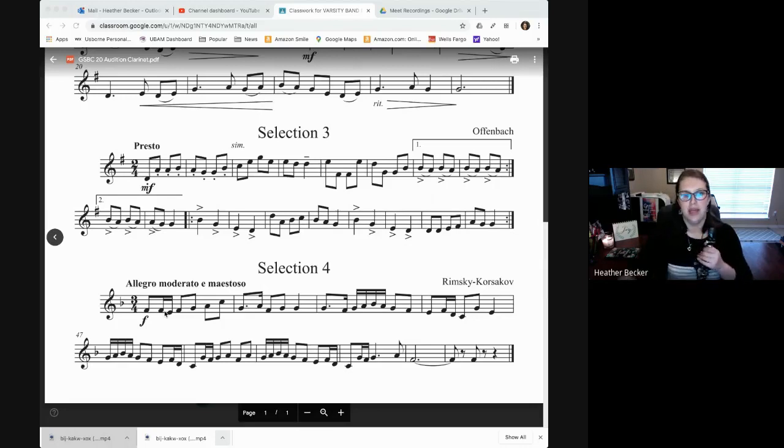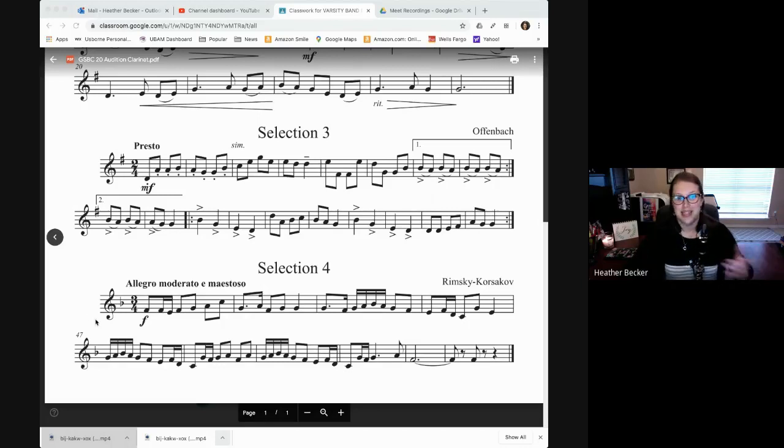Here is clapping and counting through all of selection 4. 1, 2, ready, and go. 1 and a 2 and 3 and 1 E and a 2 and 3. 1 E and a 2 E and a 3 and 1 and a 2 and 3. 1 E and a 2 and 3 and a 1 and a 2 and 3 and 1 E and a 2 and 3 and a 1 and a 2 and dot. And 1, 2, 3, 1 and 2 and rest.